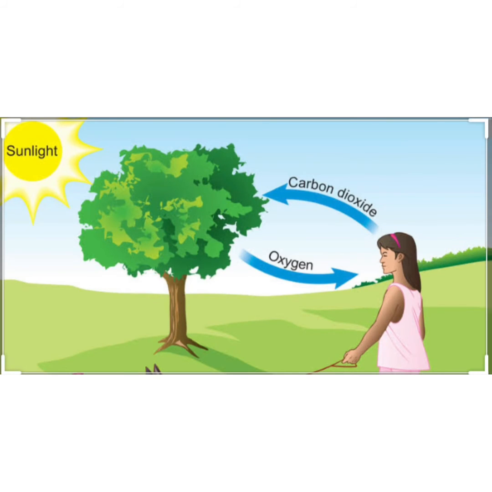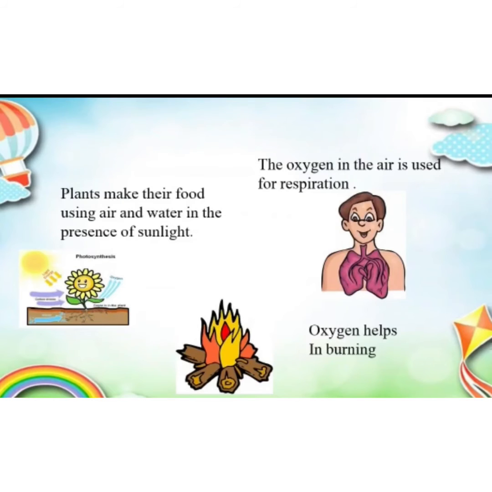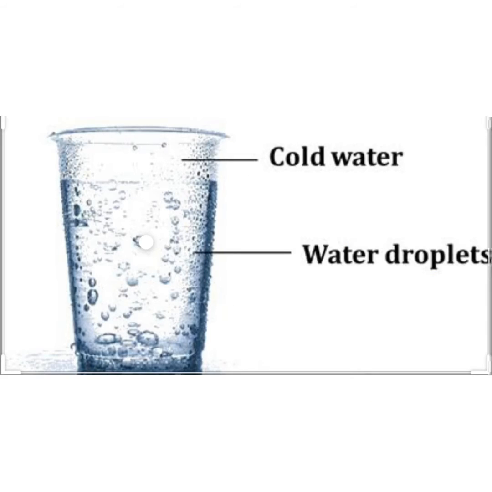Now there is one more use of carbon dioxide. As we all know, plants make their food using the air and water in the presence of sunlight. When plants make their food, they use this carbon dioxide from the air and they give out oxygen which is used for our respiration. Now let's see the next constituent of air, that is water droplets. You have seen that when you place ice in the glass and it becomes very cold, droplets of water settle on its outside. It means that water too is present in the air in the form of gas, that is water droplets or water vapor.